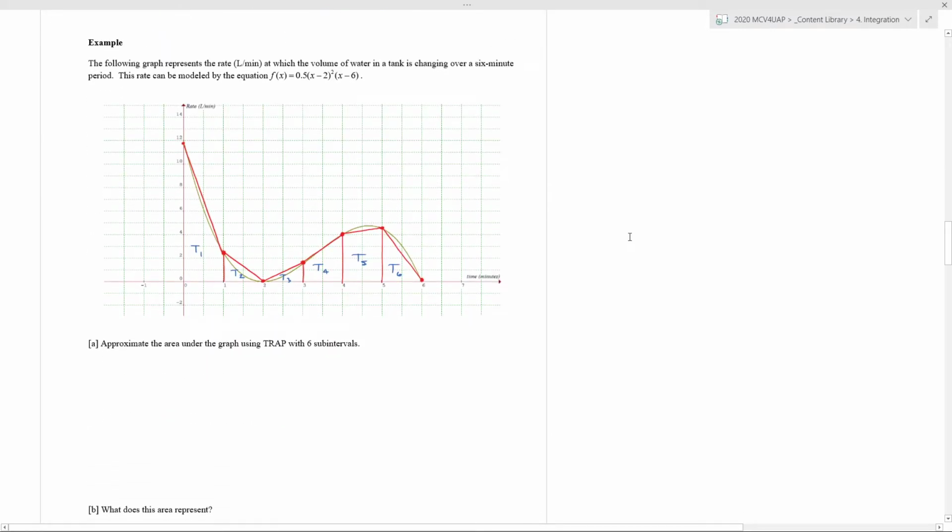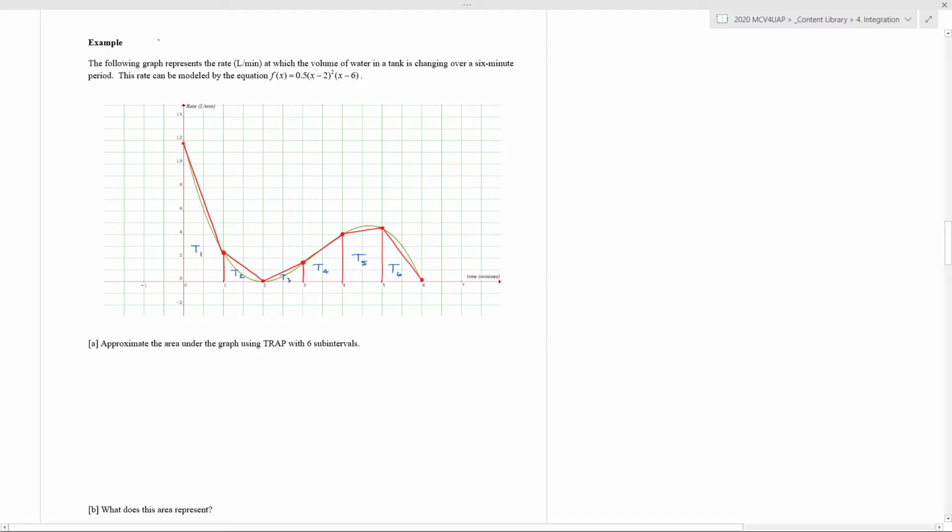Okay, next example. The following graph represents the rate, in liters per minute, at which the volume of water in a tank is changing. So again, similar to the last example, we've got volume changing with time over a 6-minute period, and the rate can be modeled by that function there. Approximate the area under the graph using a trapezoid approximation with 6 subintervals. And then, what does that area represent?